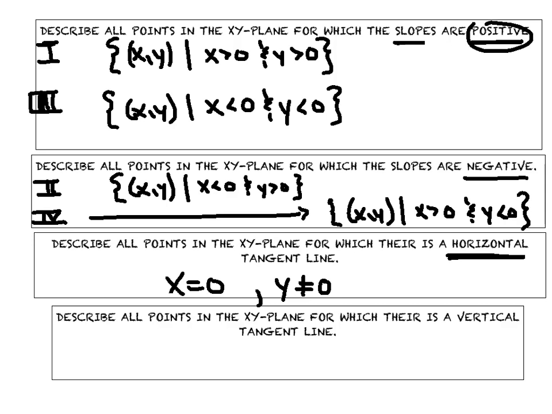Fourth question, we want to describe all the points where there's a vertical tangent line, and we have 5 of them on our graph. What do they all have in common? Well, every single one of them says that y is equal to 0. Anytime the y value is equal to 0, no matter what, we're going to have a vertical tangent line.